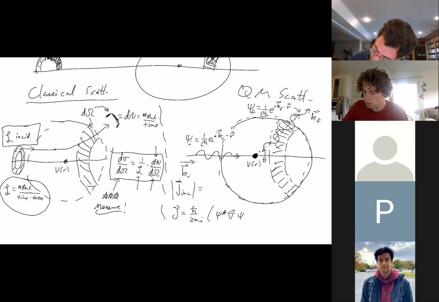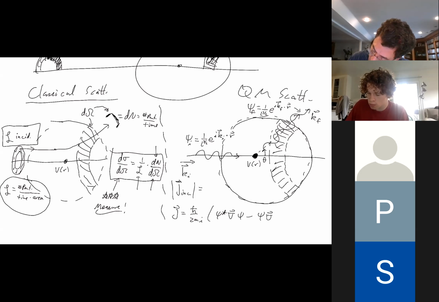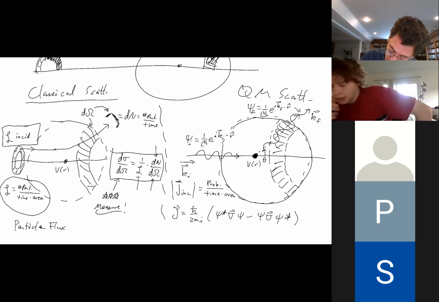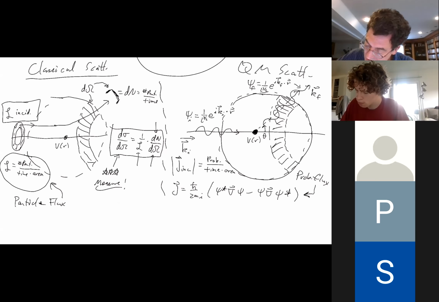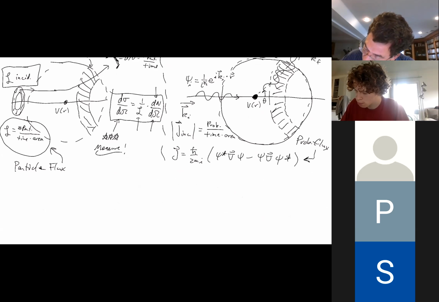Somebody tell me. Probability per time per area. Exactly. Because it's probability flux. This guy is particle flux. And so this guy then is probability flux. That's exactly right. And so now let's take it a little step further.